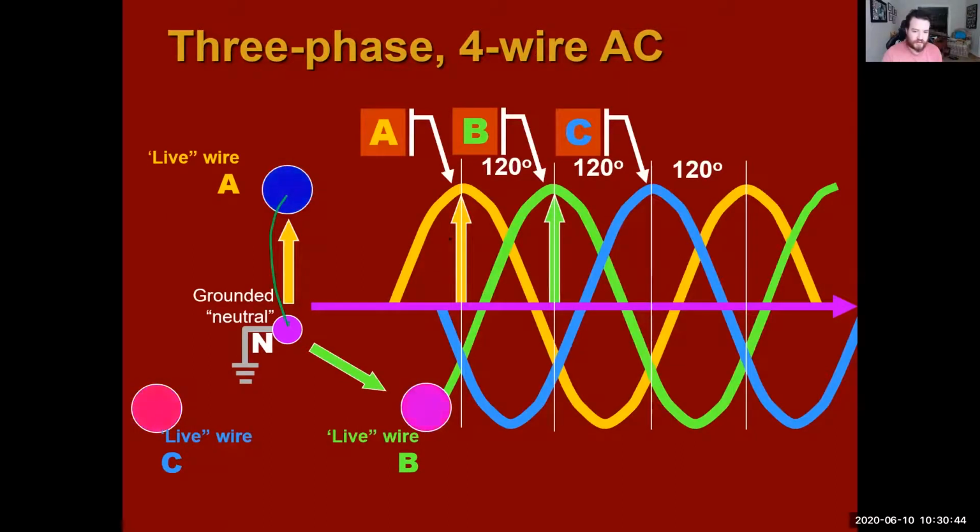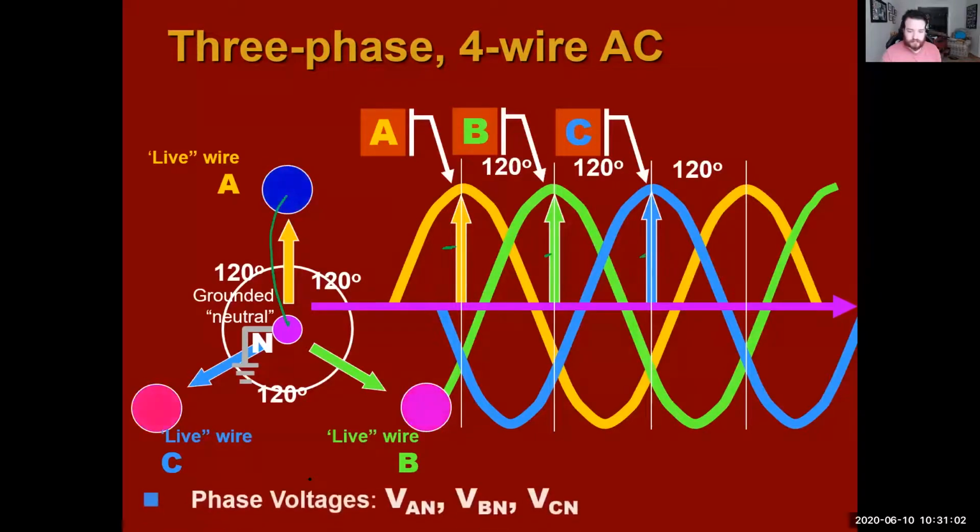to its neutral is represented by this yellow line here. From B to its neutral, we have this green line. And of course, from C to its neutral is this blue line. Each one of those is going to be 120 volts, their effective value. So our phase voltages are voltage A to N, voltage B to N, and voltage C to N.